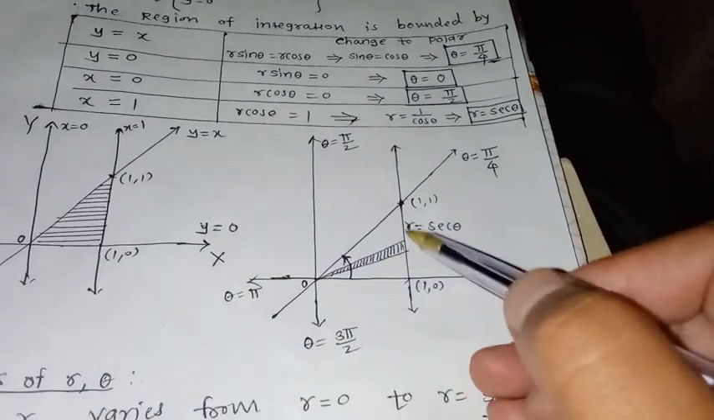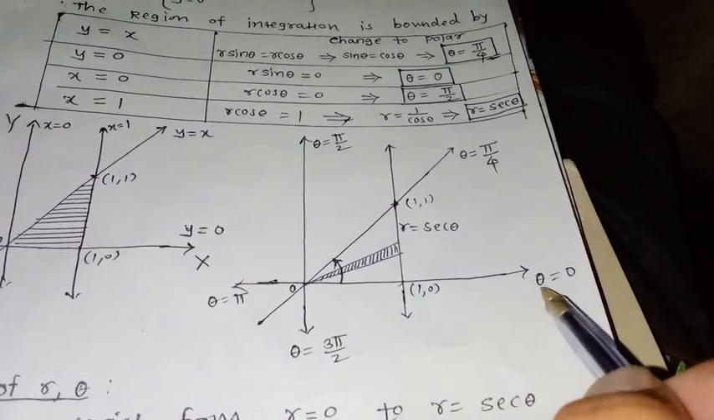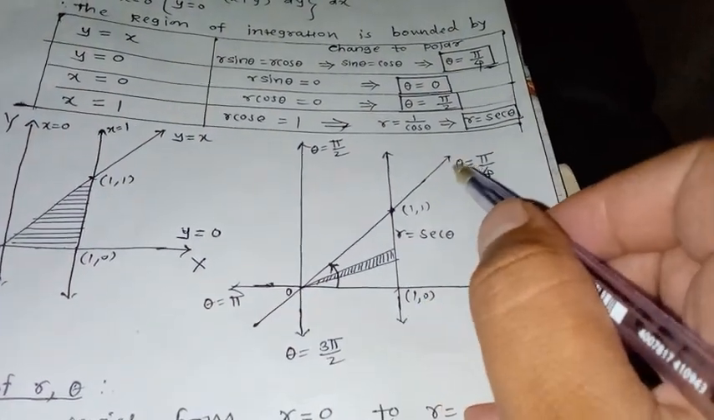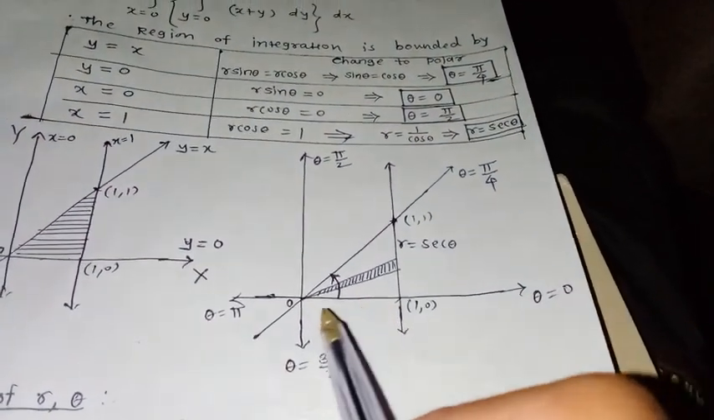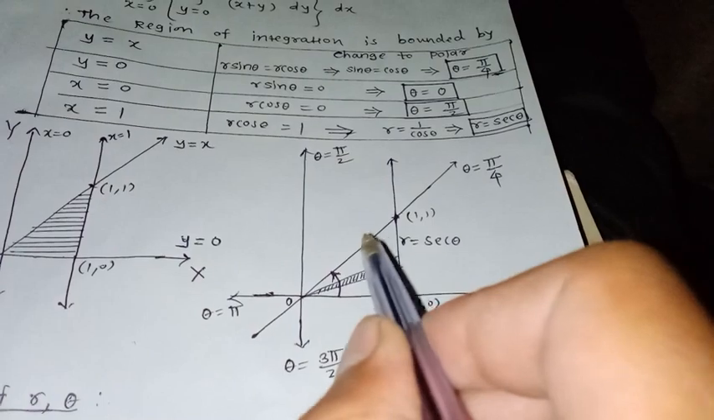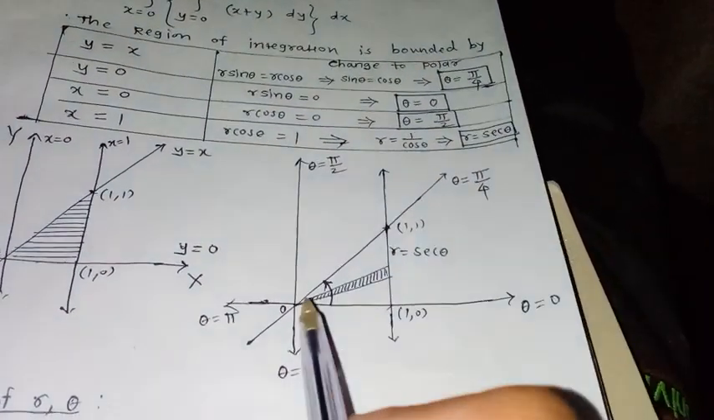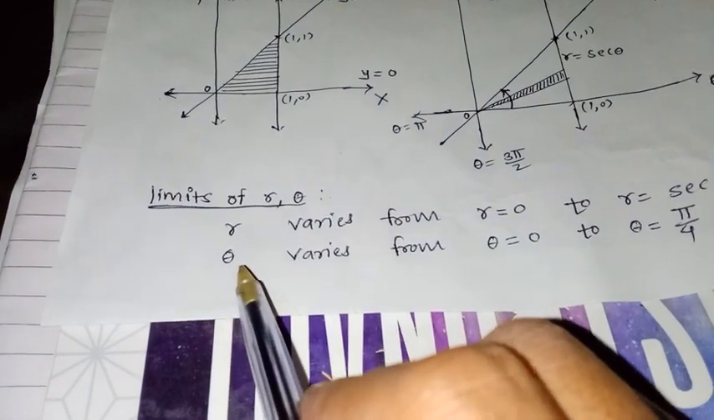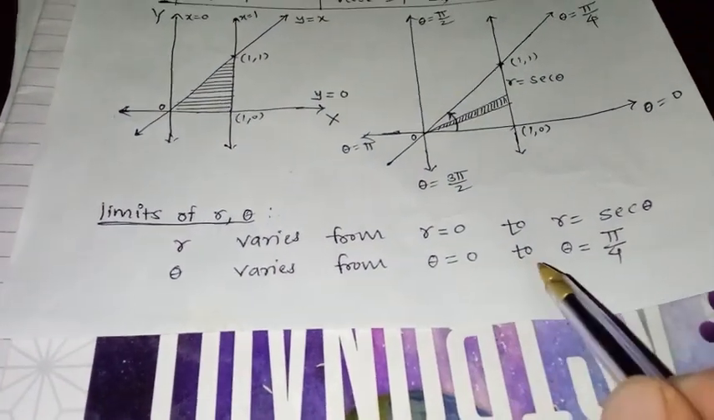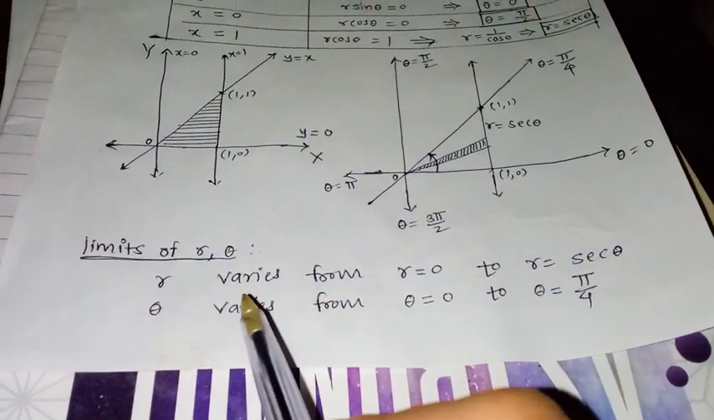And we can observe this whole region lies between the line theta equals 0 and the line theta equals pi by 4. Therefore our angle from this line to this line is nothing but 0 to pi by 4. Therefore the limit of theta is theta equals 0 to theta equals pi by 4. That is, theta varies from 0 to pi by 4, and those are the limits of r and theta.